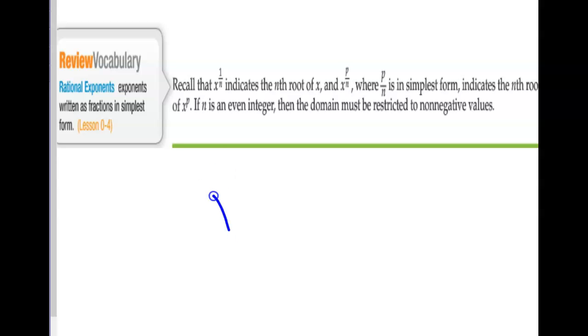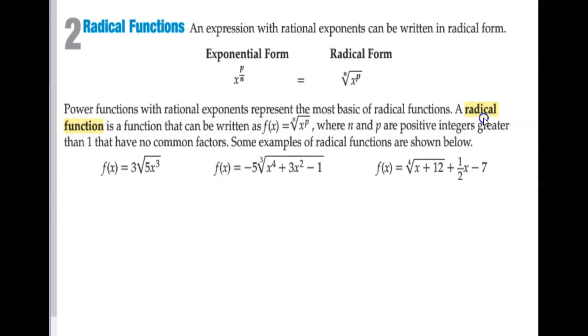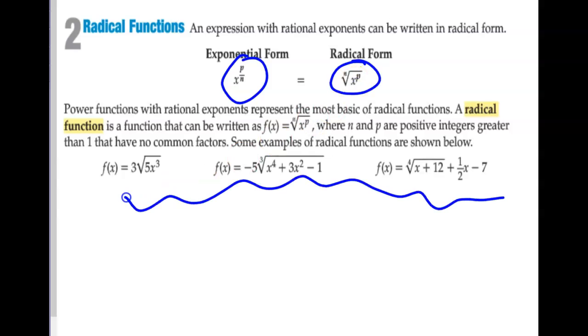All right, recall that. Okay, we did this stuff yesterday, like x to the 2/3. Remember we talked about what that means? Okay, a rational exponent, meaning the fractional exponent, in simplest form indicates the cubed root of x squared. If n, the bottom number, is even, then the domain and range are restricted. All right, a radical function basically is anything that has a square root or a cubed root or anything, including ones that you write as a fraction. So exponential form would look like this, radical form would look like this, and all of these are radical functions.